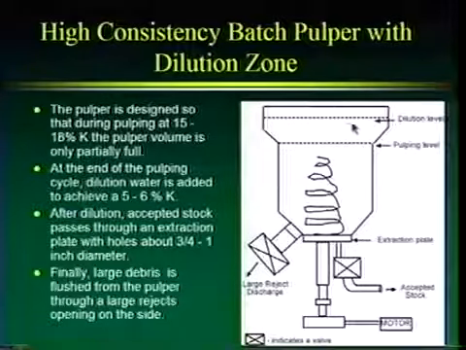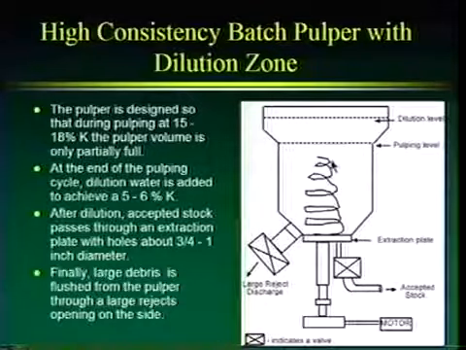We'll add dilution water up to some dilution level here, and we're going to get the consistency down to 5 to 6%. Why do we do that? Because at that consistency, we can pump the pulp out of the pulper.